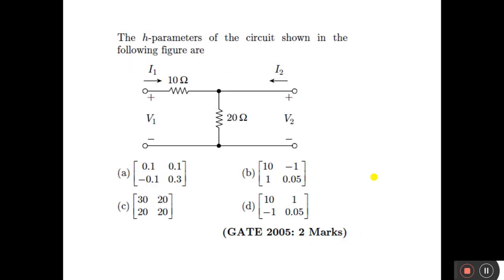Next one: the parameters of the circuit shown in the figure. Circuit given. Option A, 0.1, 0.1, minus 0.1, 0.3. Option B, 10, minus 1, 1, 0.05. Option C, 30, 20, 20, 20. Option D, 10, 1, minus 1, 0.05. The question is asking to calculate the H parameters. The question was asked in GATE 2005, 2 marks.